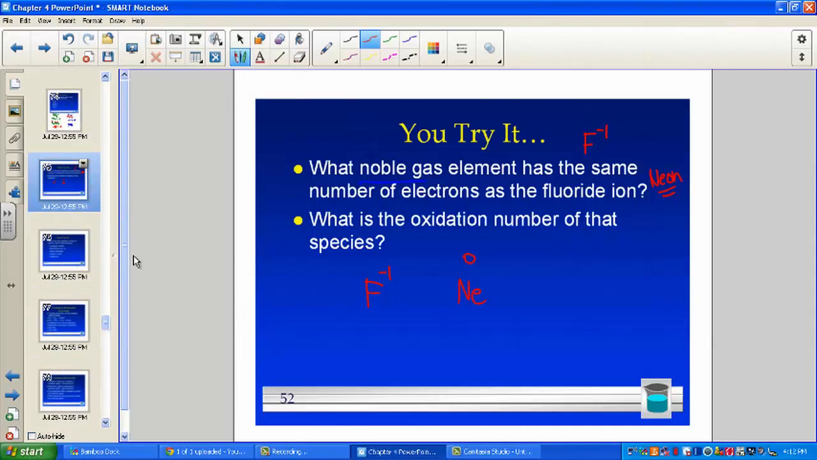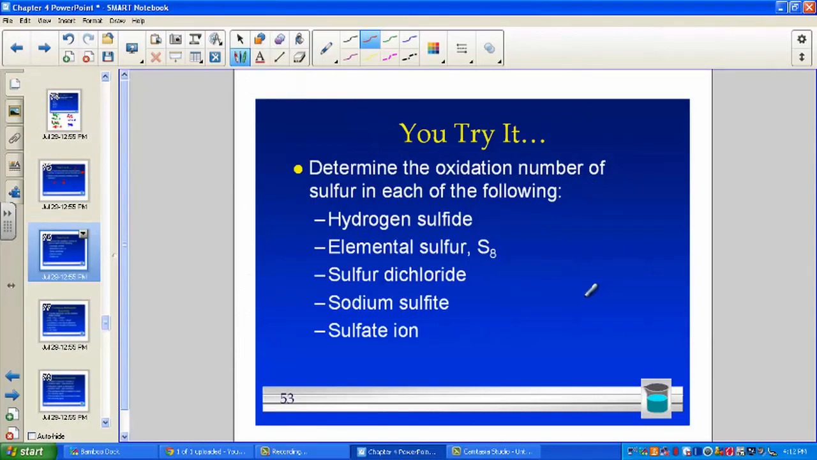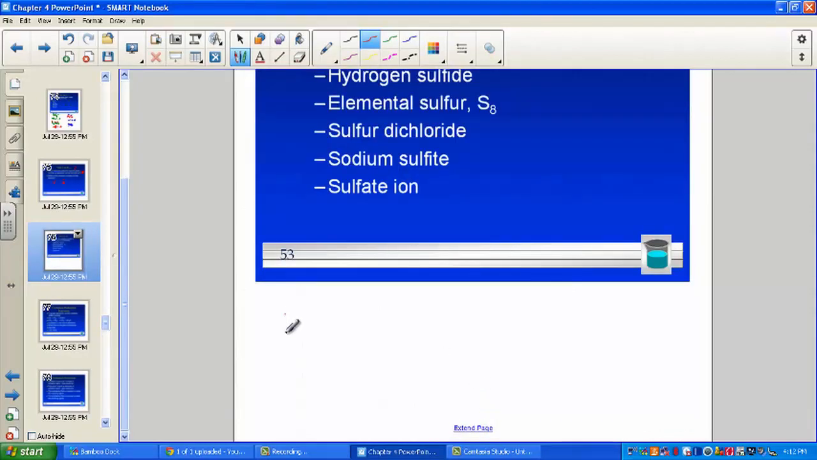So important to practice assigning oxidation numbers. Let's try some more. First one we have is hydrogen sulfide. Chemical formula is H2S. Rule number 4 dealing with hydrogen. Hydrogen is assigned a +1. So that gives me a total positive +2, making sulfur here a -2. Sulfur in hydrogen sulfide is a -2.